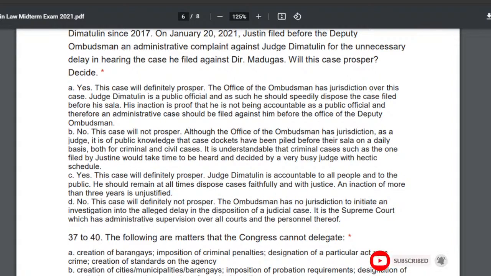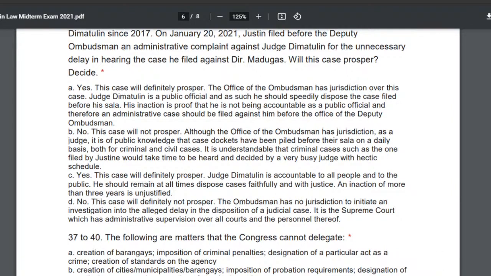Or letter C, yes, this case will definitely prosper. Judge Dimatulin is accountable to the people, all people, and to the public. He should remain at all times disposing of cases faithfully and with justice. An inaction of more than 3 years is unjustified. Or letter D, no, this case will definitely not prosper. The Ombudsman, according to letter D, has no jurisdiction to initiate an investigation into the alleged delay in the disposition of a judicial case. According to letter D, it is the Supreme Court that has administrative supervision over all courts and the personnel thereof.